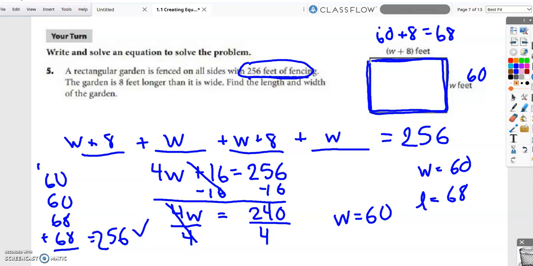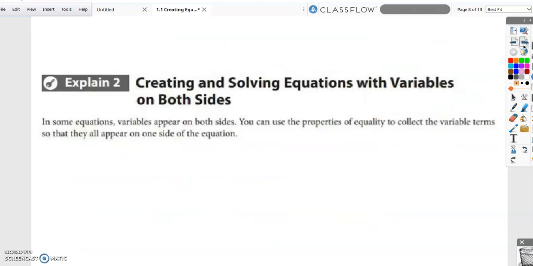Okay, now let's move on to something new. Now we are going to create and solve equations with variables on both sides. The last one we did, we only had a variable on one side. Now we're going to do variables on both sides. In some equations, variables appear on both sides. You can use the properties of equality to collect the variable terms so that they all appear on one side of the equation.